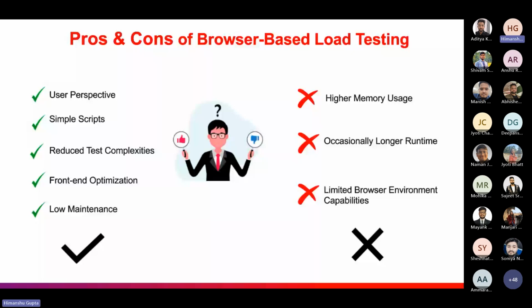Third is reduced test complexity. So unlike other traditional load testing methods where you need parameters and values to pass, in browser-based load testing, it is very easy to create and initiate with streamlined scripts. And we can use JavaScript in this. Fourth is front-end optimization. So browser-based load testing allows you to collect the most accurate real-world data, such as network and request delays, as your user also interacts with your website using a real browser. So this helps in automating your front end.